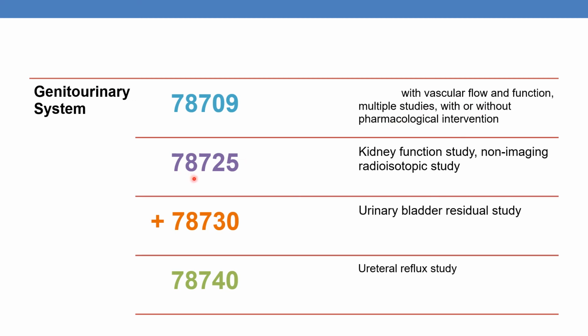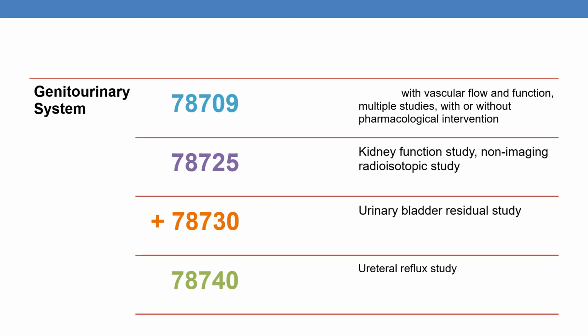The next CPT is 78725, kidney functional study, non-imaging radioisotopic study. The next is an add-on code, plus 78730, which is nothing but urinary bladder residual study. The next is 78740. It is nothing but ureteral reflux study. The add-on code 78730 must be used in conjunction with 78740.